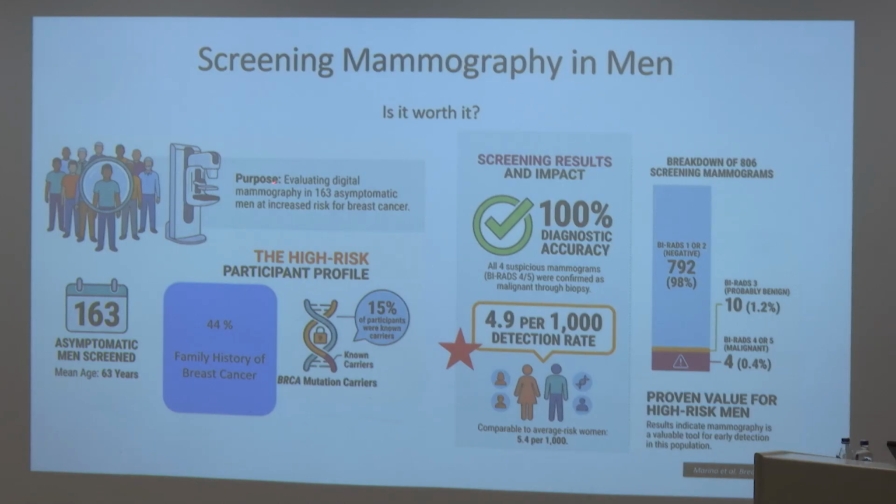Actually, this is a beautiful trial from MD Anderson. There are 163 men. They have a high-risk profile, and 15% have the BRCA2 mutation. And you can see that the detection rate is very similar to women. So actually, it's worth it. If you do mammography screening in BRCA2 mutant patients, also in the high-risk groups, you can detect 5 cancers in 1,000 healthy males. So the results are similar to the female groups.